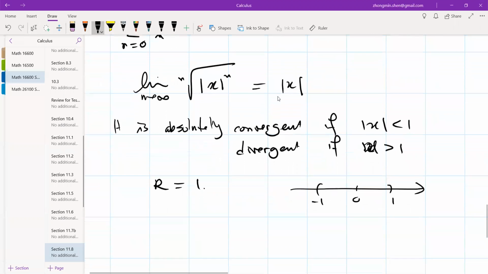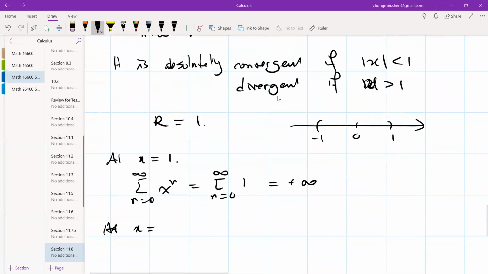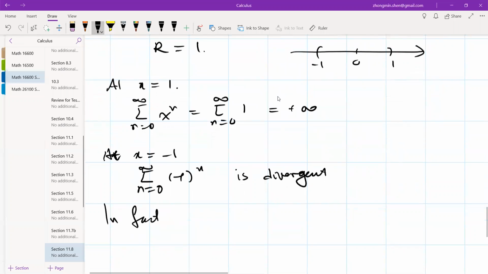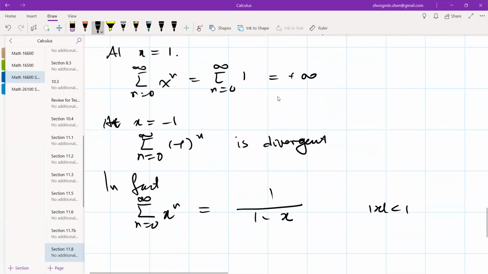How about the endpoints? We look at the endpoint at x equals 1. The series is 1 plus 1 plus 1 and so on; it's divergent. And the same is true for negative 1, so this is divergent. I cannot say negative infinity. Divergent. In fact, this geometric series converges to 1 over 1 minus x, not only convergent but equal to 1 over 1 minus x for absolute x less than 1.